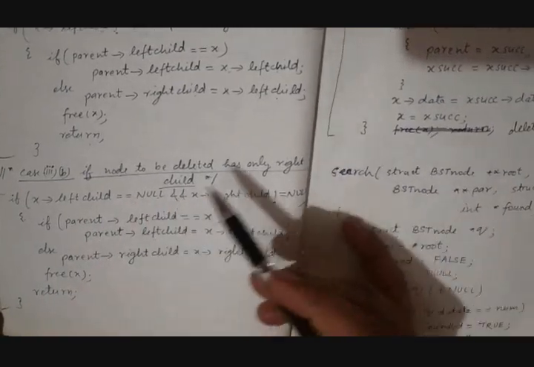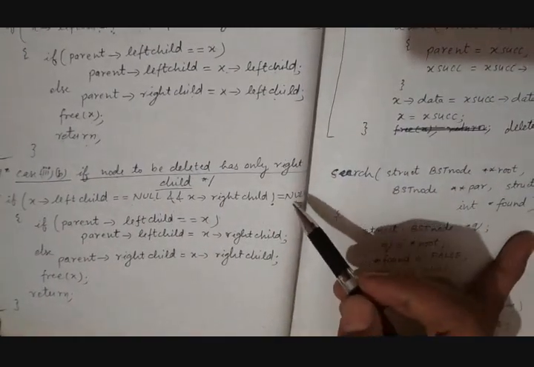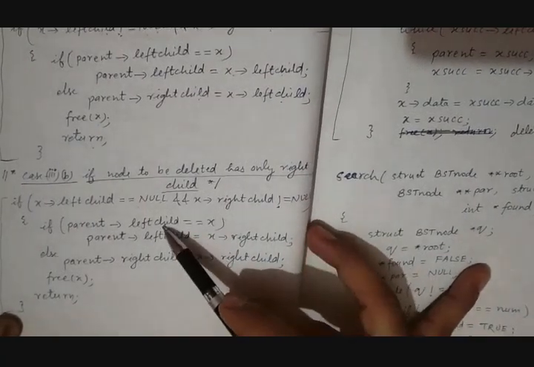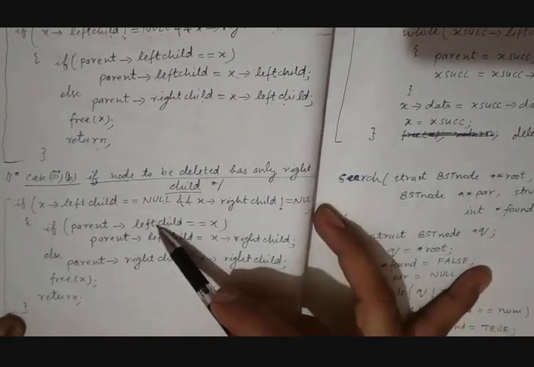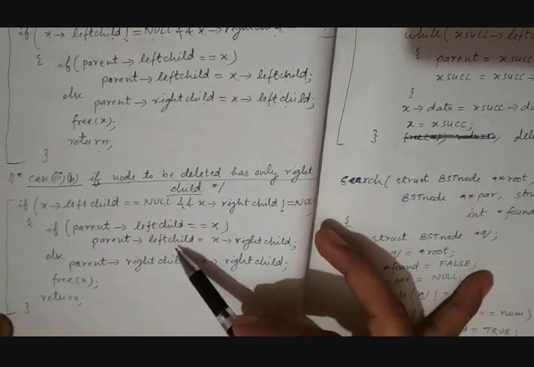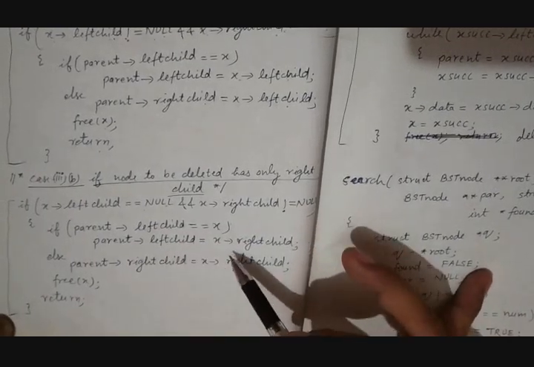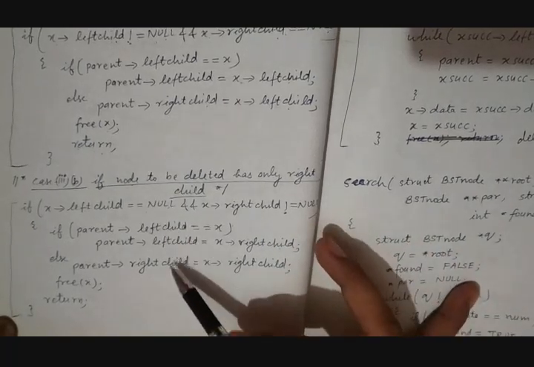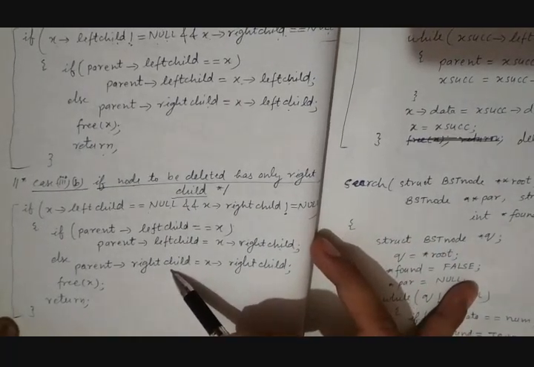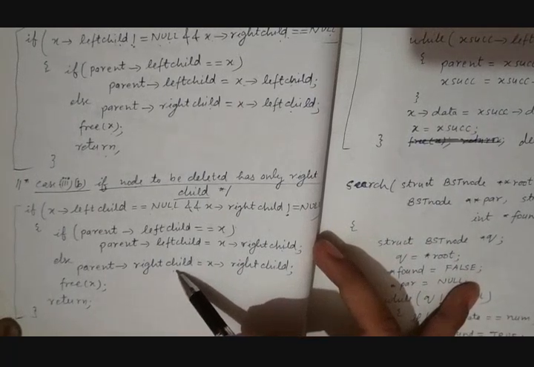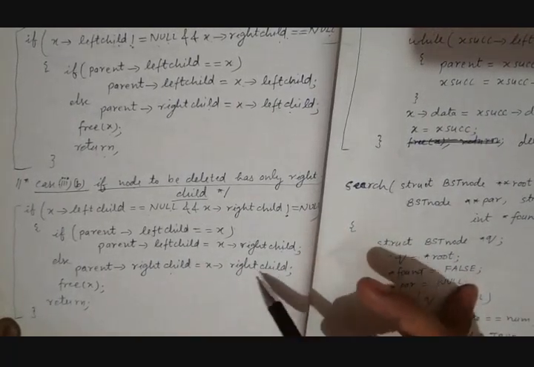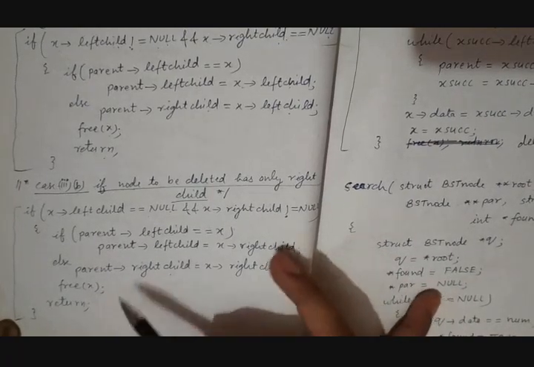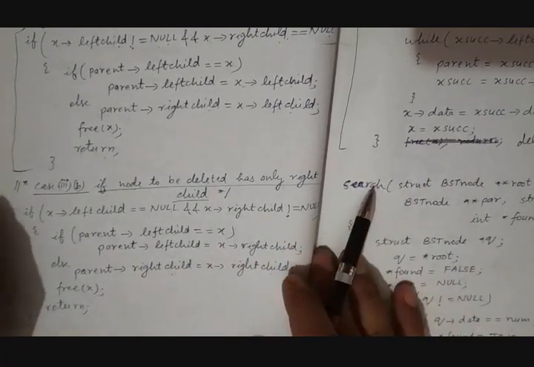If X left child is equal to null and right child is not null, we will check whether X is the left child of its parent or not. If X is the left child of its parent, then its parent's left child will be X's right child. Otherwise, if it is not the left child, then definitely it will be the right child of its parent. So then the right child of its parent will become X's right child. And then we will call a free function over here. So this is how this case would be handled.